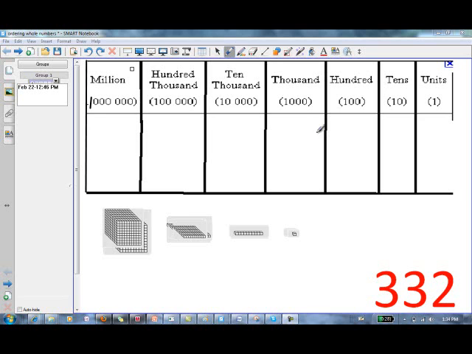Going to be looking at ordering, reading, and representing whole numbers. We're going to take a look at the number 332. This is a place value chart, so we're going to fit this number within the chart.